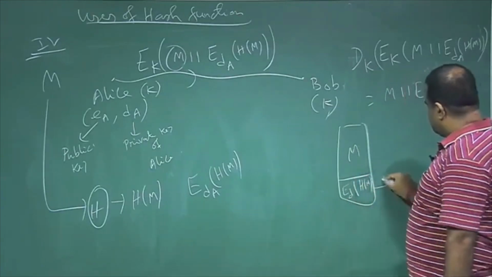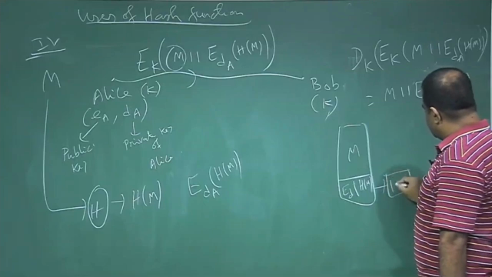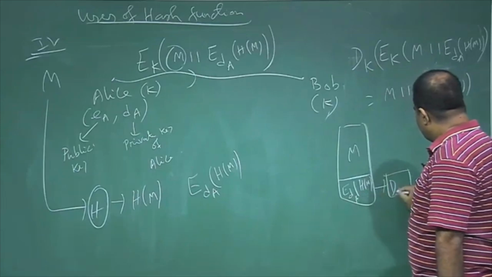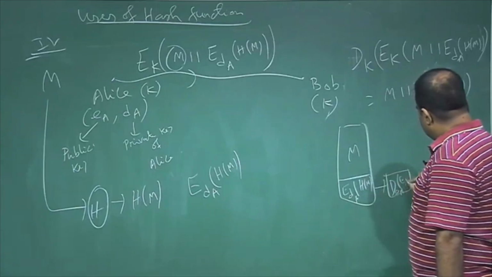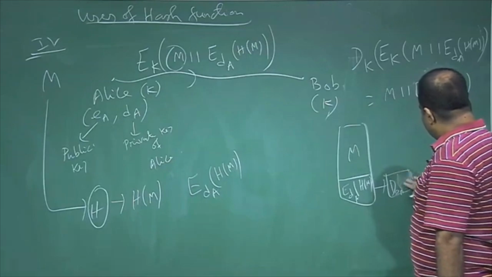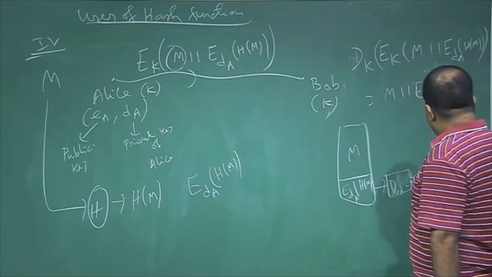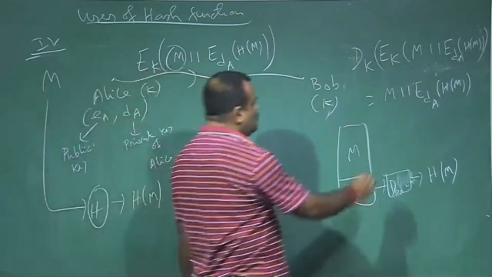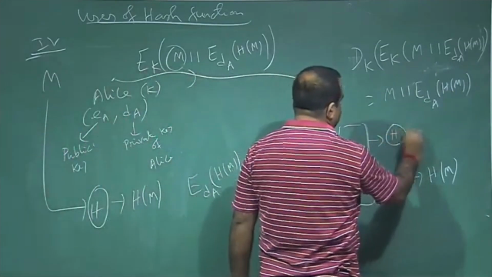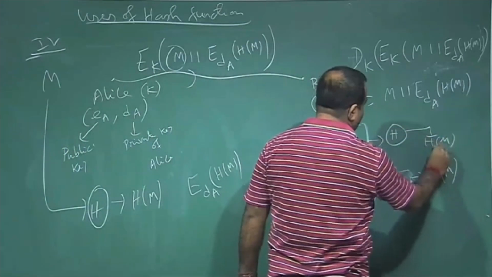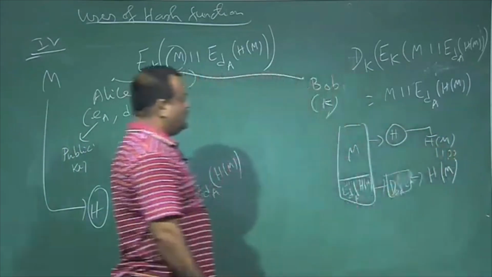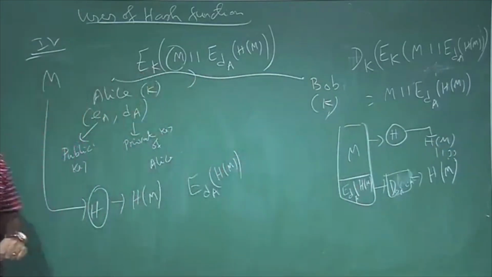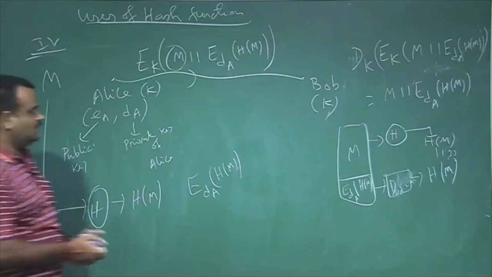Again Bob has to do the same thing. Bob has to decrypt this, D of A, using the Alice public key. So this will give us H of M, and Bob now has M. So what will Bob do? Bob will apply H on M, which is also supposed to be H of M, and try to match whether they are equal or not. If it is matching, then Bob will be sure that the message is coming from Alice. So this is the authentication.